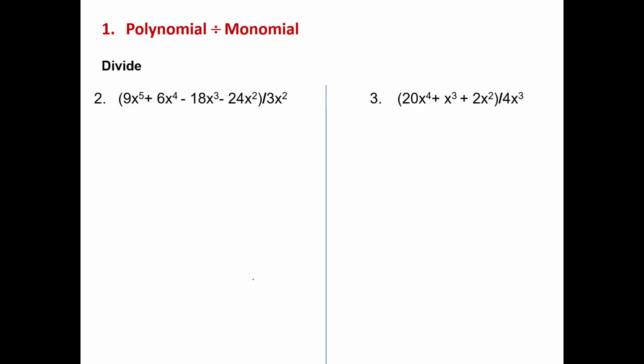And let's move to the next. In this case, we have 9x to the fifth, plus 6x to the fourth, plus 24x to the second, divided by 3x to the second. And now we divide each term in the numerator by the denominator.